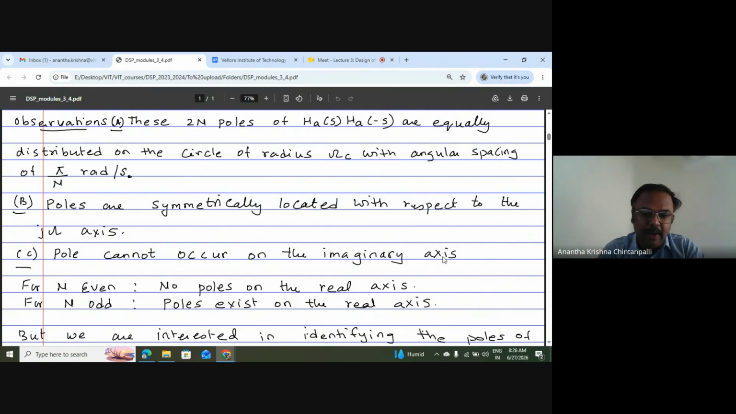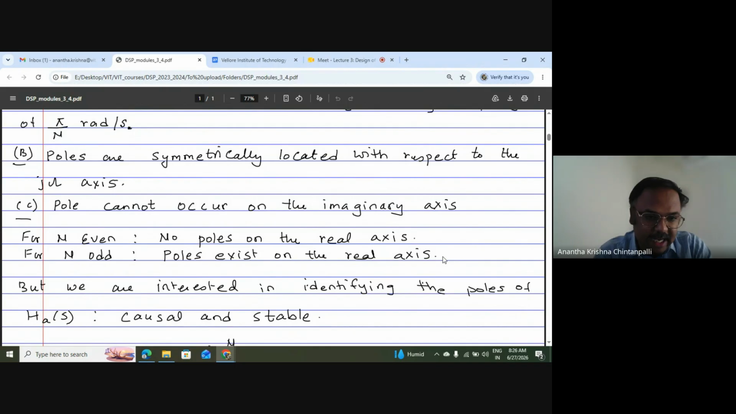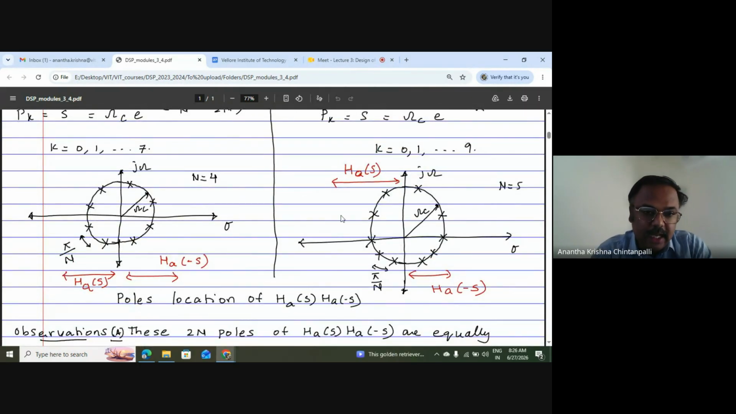Okay. But remember that we are interested in identifying the location of poles for H a of s. Because I want to design a filter for H a of s. So in order to design a filter for H a of s, I need to make sure that the system function I'm going to design is stable and causal. For that, in the s plane, if you recall from your signals and systems, you need to pick the poles on the left hand side of the s plane. So this is H a of s.